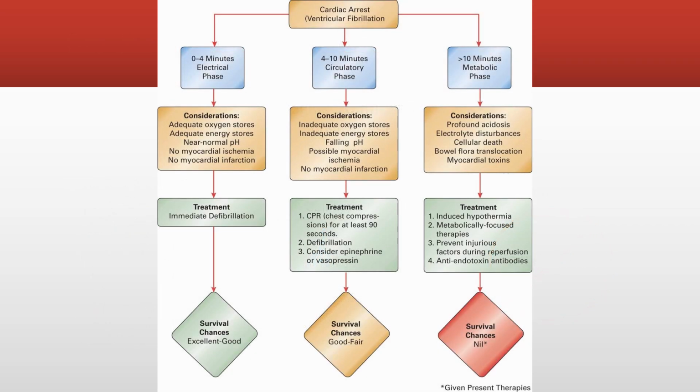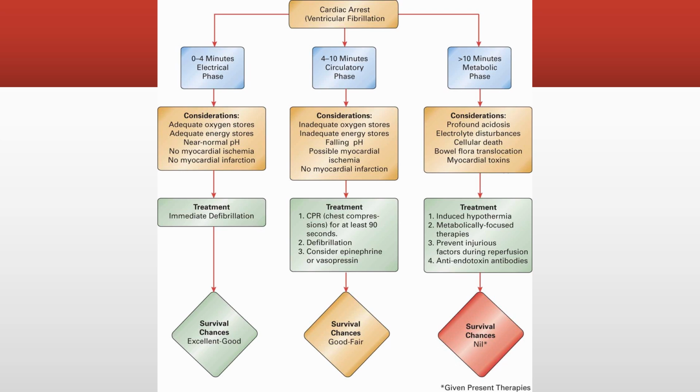Here are the 3 phases of cardiac arrest in algorithm format. Remember, 0 to 4 minutes is the electrical phase. They need defibrillated quickly. 4 to 6 minutes is the circulatory phase. We need to circulate some blood for at least 90 seconds before defibrillation.